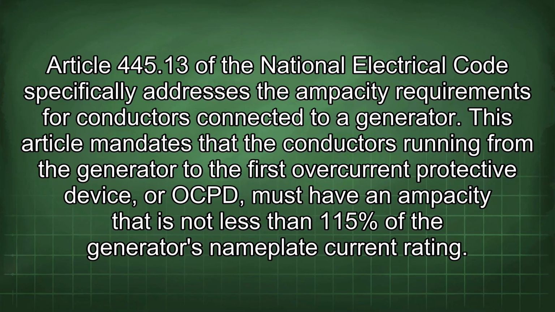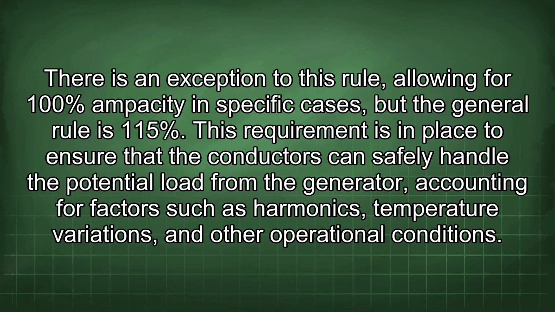Article 445.13 of the National Electrical Code specifically addresses the ampacity requirements for conductors connected to a generator. This article mandates that the conductors running from the generator to the first overcurrent protective device, or OCPD, must have an ampacity that is not less than 115% of the generator's nameplate current rating. There is an exception to this rule, allowing for 100% ampacity in specific cases, but the general rule is 115%. This requirement is in place to ensure that the conductors can safely handle the potential load from the generator, accounting for factors such as harmonics, temperature variations, and other operational conditions.